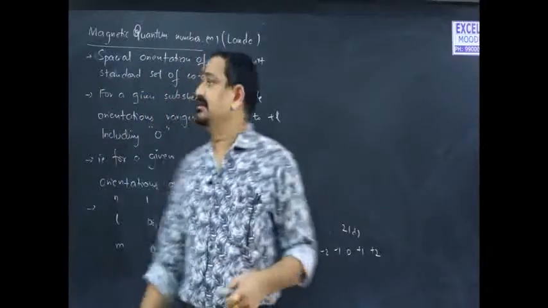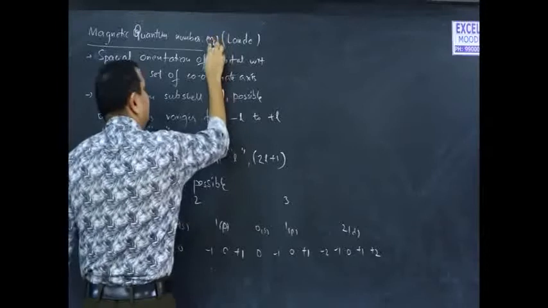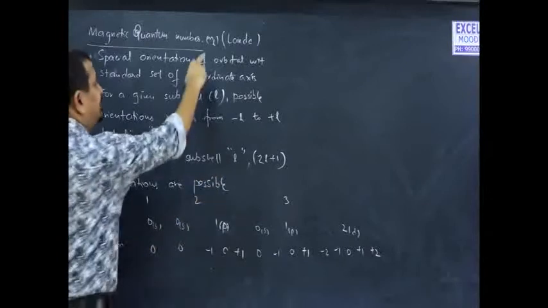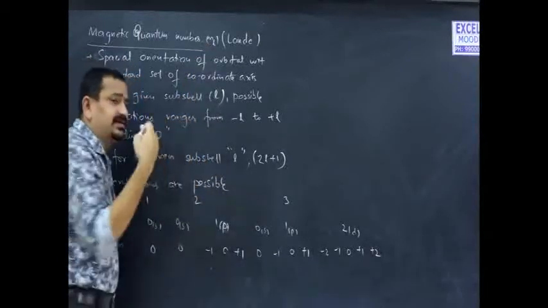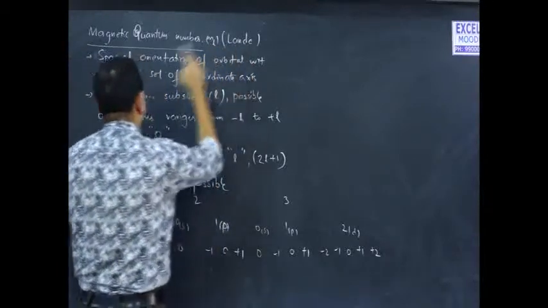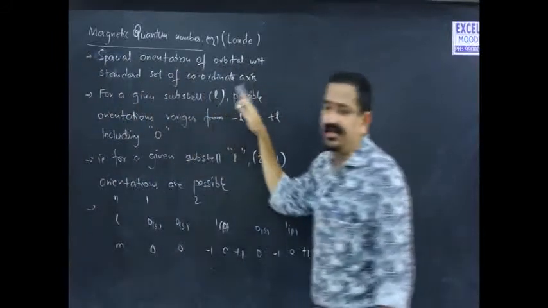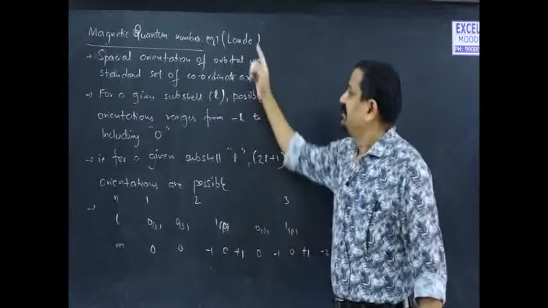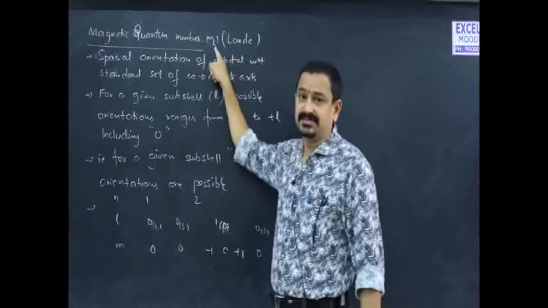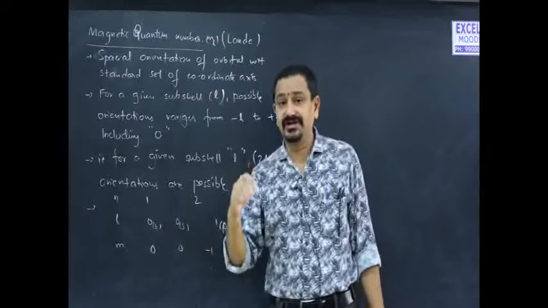When it comes to the next quantum number, that is the magnetic quantum number, M, or given as ML, because it is with respect to the previous Azimuthal quantum number value. It signifies the orientation of a particular sub level. It was given by Landé. It signifies the spatial orientation of the orbital with respect to a standard set of coordinate axes. It is given with the symbol M subscript L, because it is for a given L value.